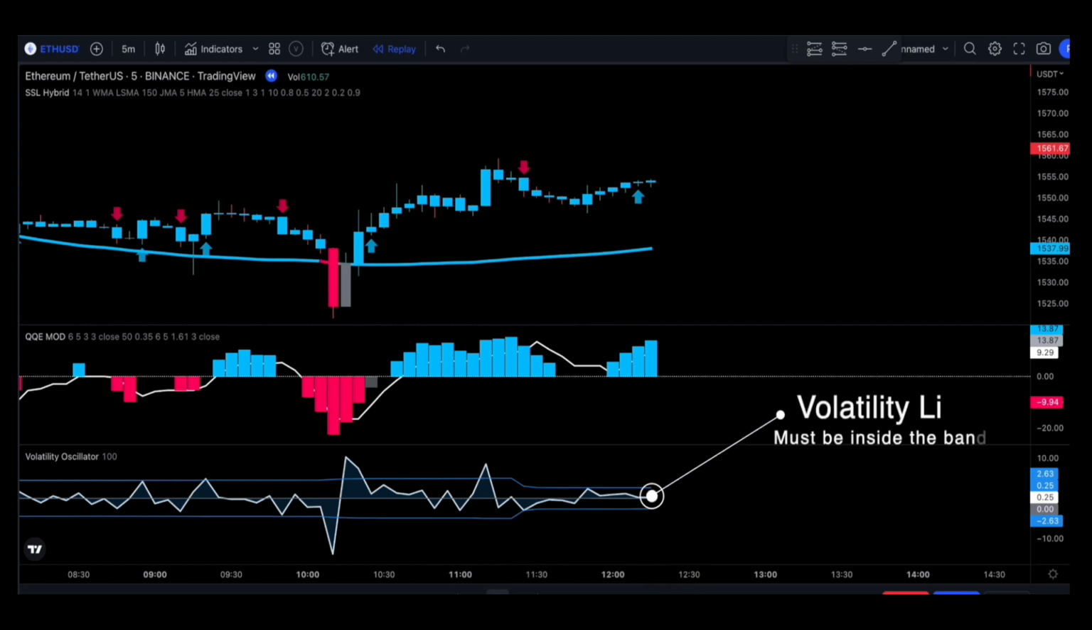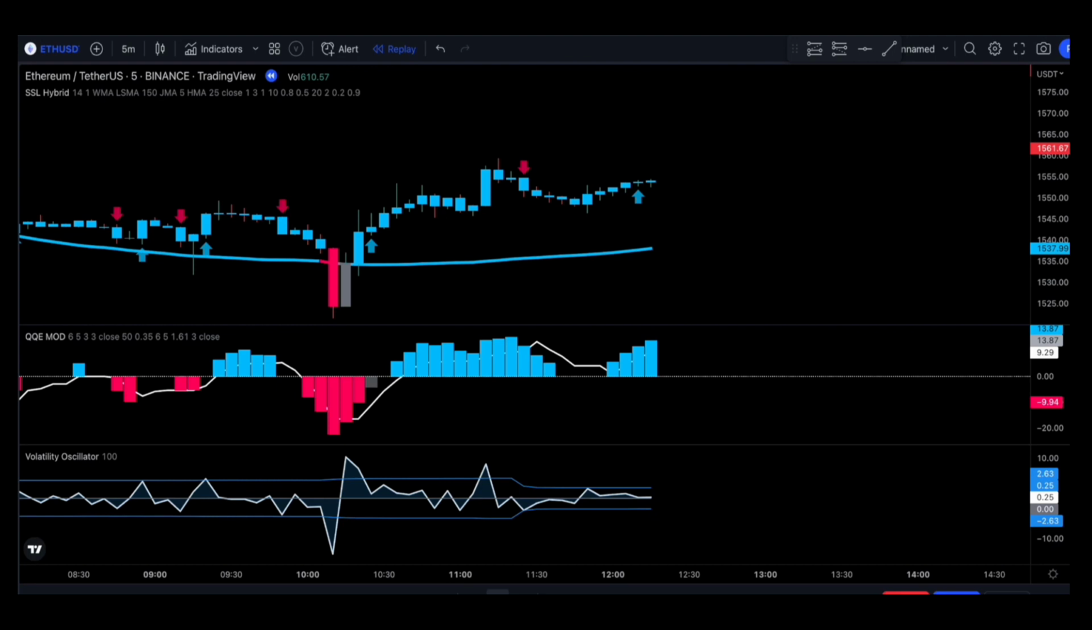Fourth, the volatility white line must be inside the range formed by the upper and lower bands. Do not enter the trade if the line breaks above the upper band at the time a buy signal was issued. This rule is critical to follow because it will increase the win ratio of this strategy to over 90%.